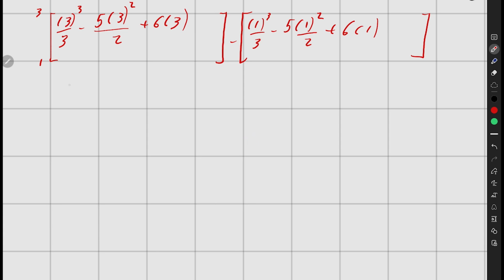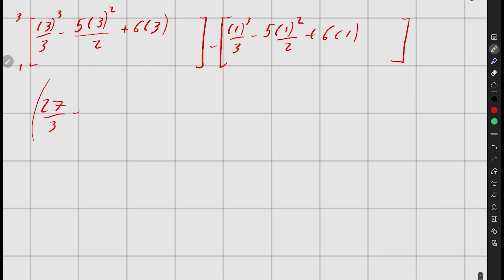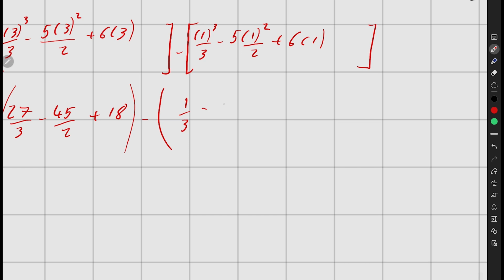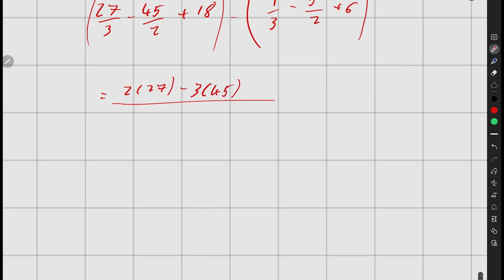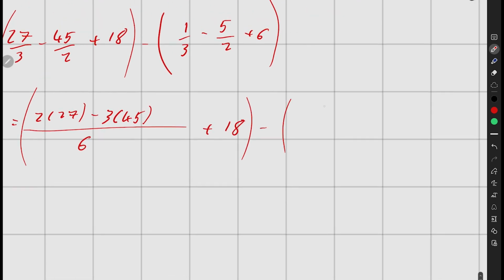So we're going to have 3 cubed is going to be 27 divided by 3 minus 3 squared is 9 times 5, 45 over 2 plus 18, minus, and then 1 cubed just 1 over 3 minus 5 over 2 plus 6, equals 2 times 27 minus 3 times 45 over, it's going to be 2 times 3, 6 plus 18 minus, that's going to be 1 times 2 minus 5 times 3 over 6 plus 6.